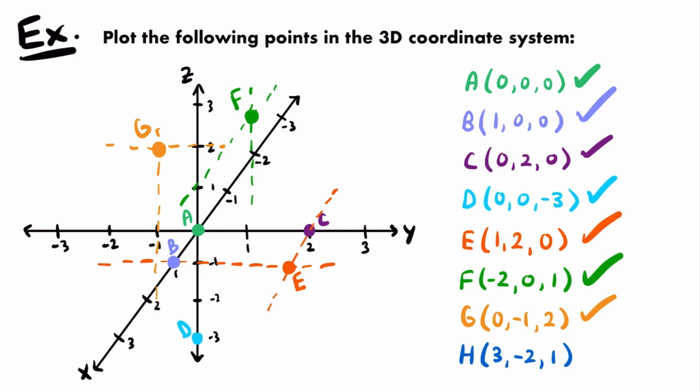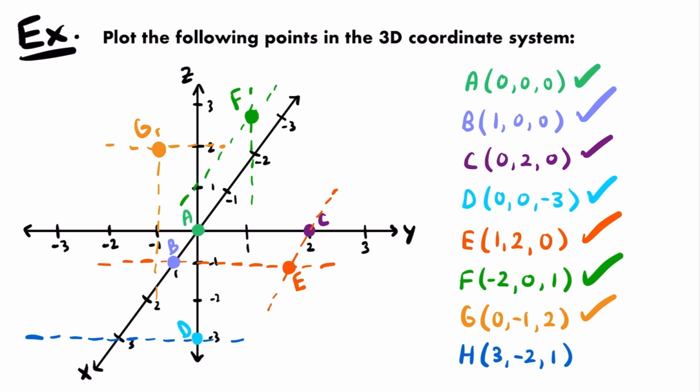All right, and so what we're going to do to plot this point is draw parallel lines through the x value of 3 and the y value of -2. So let's start with that. The x value of 3 is right here, so what we want to do is draw a line through that value that is parallel to the y-axis. All right, so that will look like this.